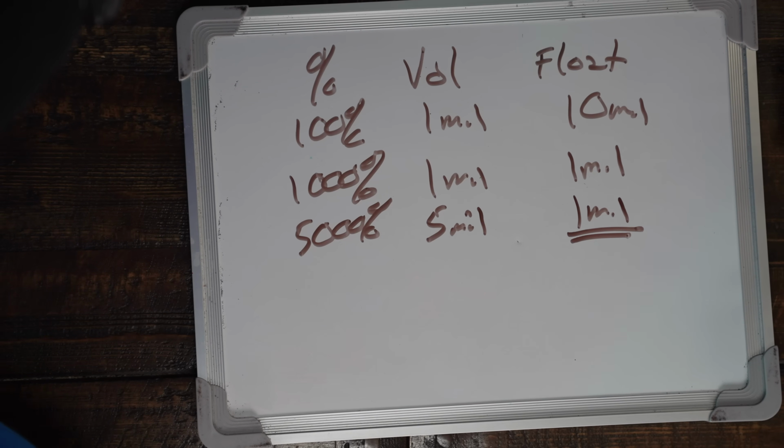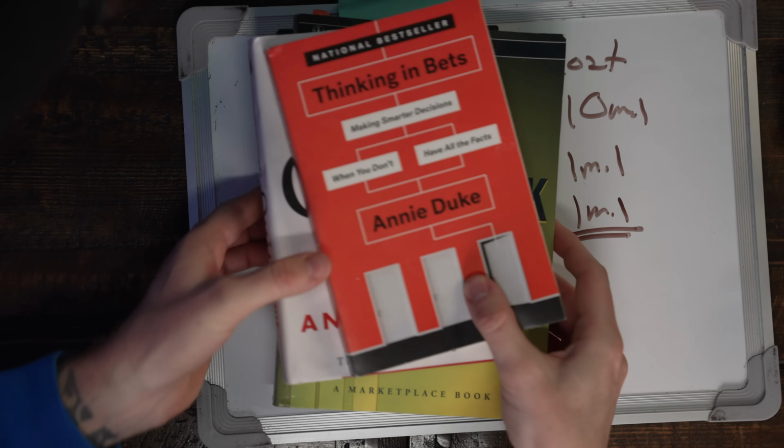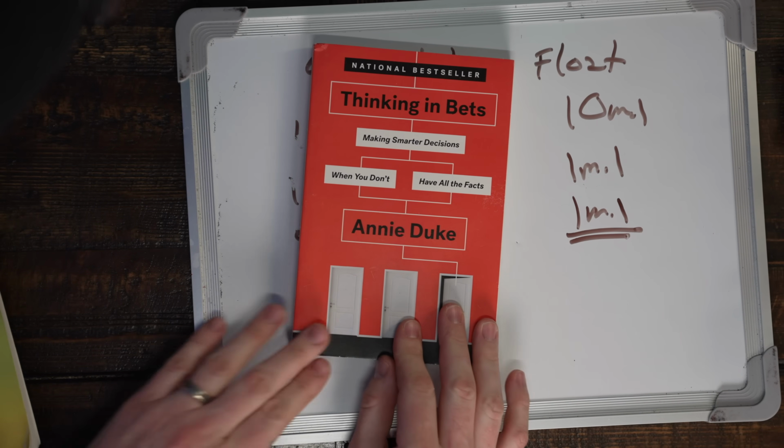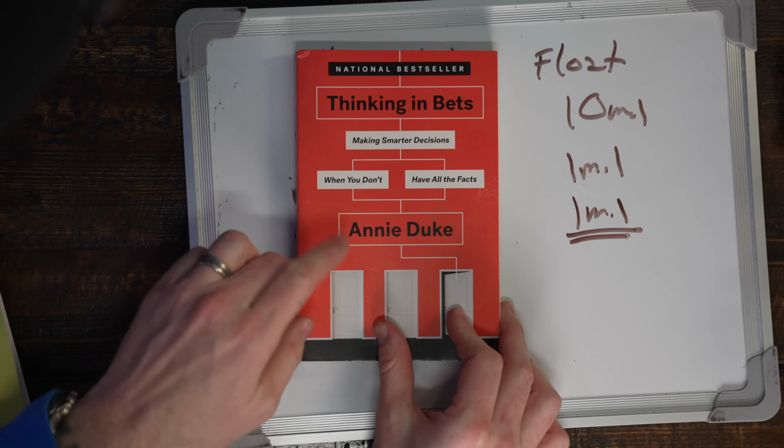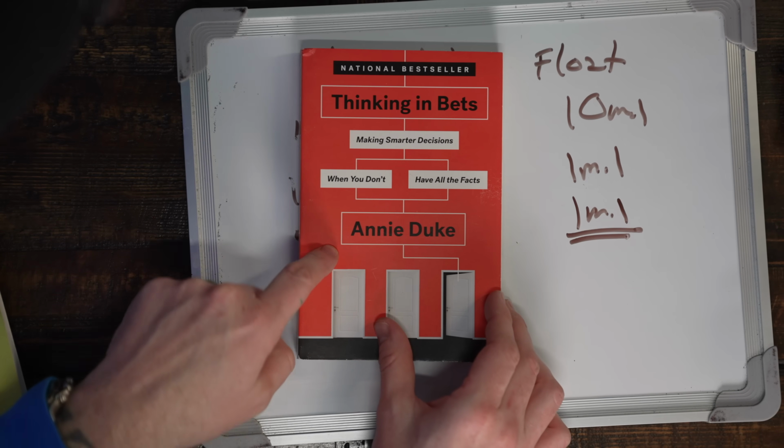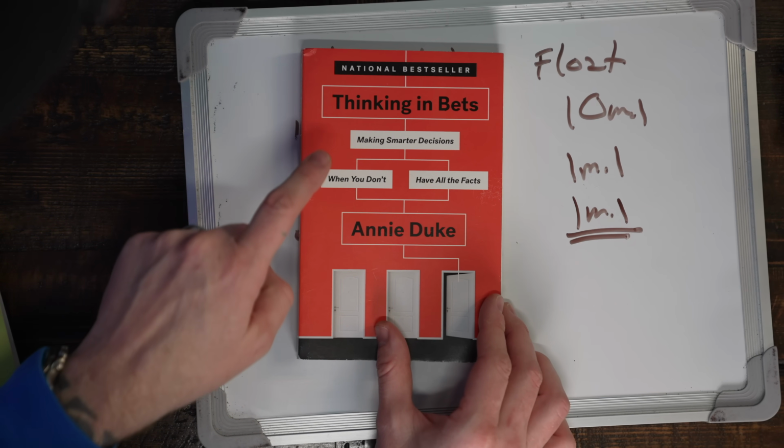Now, I promised you guys some recommended reading. So the first book here is Thinking in Bets by Annie Duke. This is an awesome book written by Annie Duke. She's a professional poker player. It's about making smarter decisions when you don't have all the facts. That is trading, right? We don't have all the information. We essentially are doing the best we can to predict and see into the future.